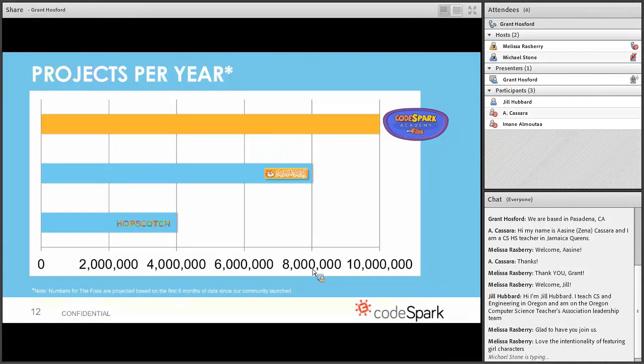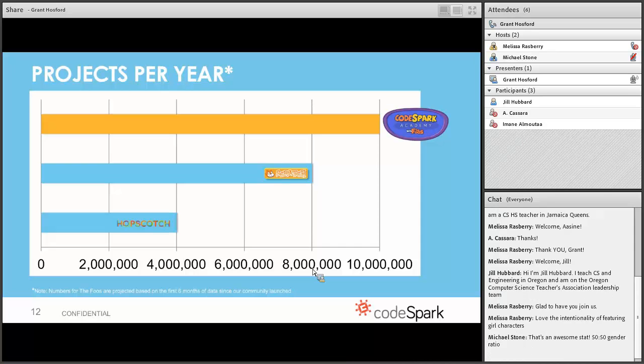It might surprise you to know that kids are building more projects on CodeSpark Academy with the Foos than they are on Scratch. On Scratch, kids build about, and this is public data, about 22,000 projects a day. And on CodeSpark Academy, they build about 27,000 projects a day. So we have a super engaged community globally. It's about 65% US.